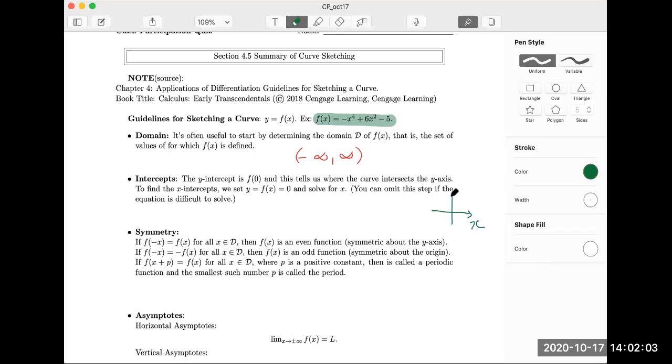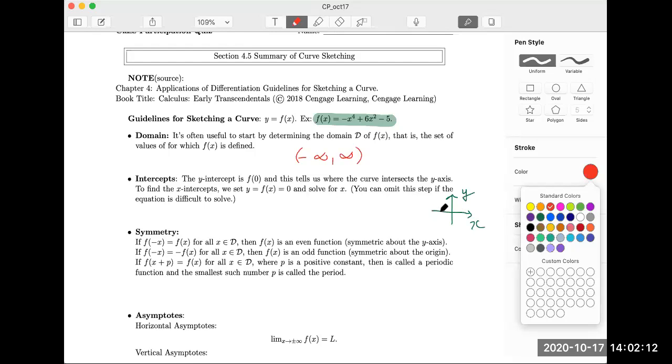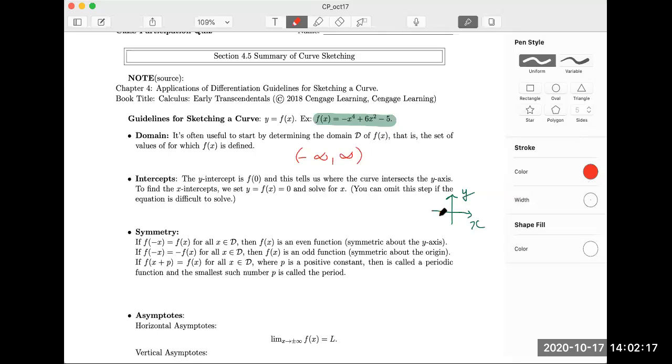If this is an axis, the axis of any coordinate, the x-intercepts are the points where the graph cuts the x-axis here. It means at this point, the y value will be 0, or in other words, these x-intercepts are the solutions of the function f of x, right? So in order to find them, we solve this equation.